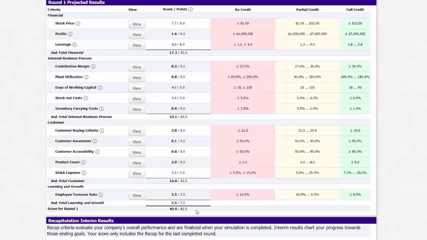Right now, I have made no decisions for round 1. The simulation will roll over the decisions that were made in round 0. The score for the pro forma balanced scorecard for round 1 is 40.9 out of a maximum total of 82 points.